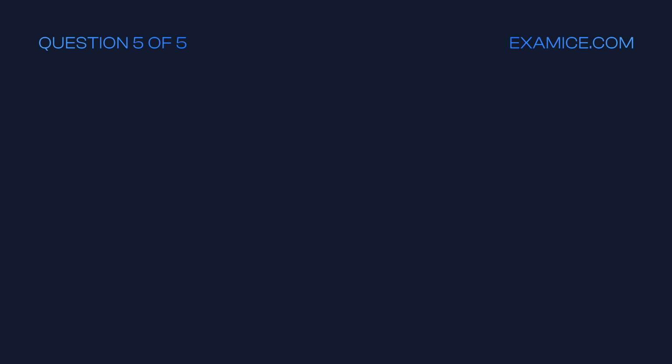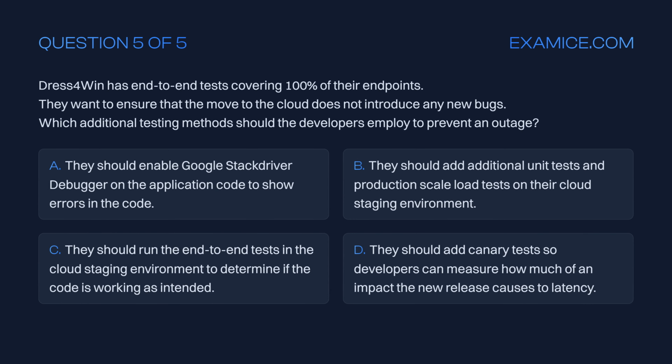Question 5. Dress4Win has end-to-end tests covering 100% of their endpoints. They want to ensure that the move to the cloud does not introduce any new bugs. Which additional testing methods should the developers employ to prevent an outage? Option A. They should enable Google Stackdriver Debugger on the application code to show errors in the code.